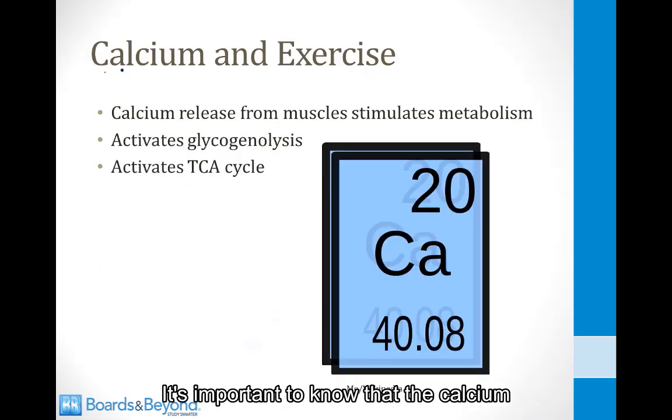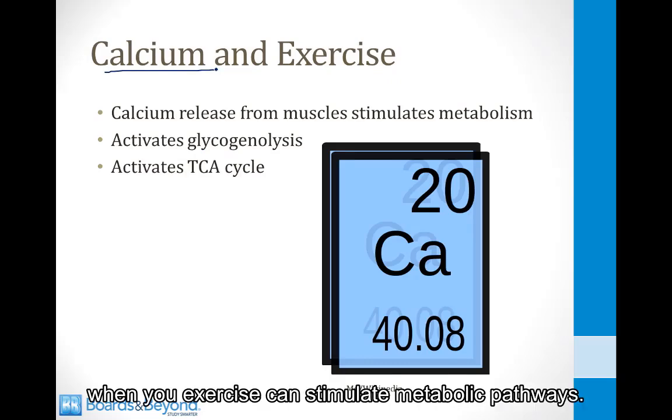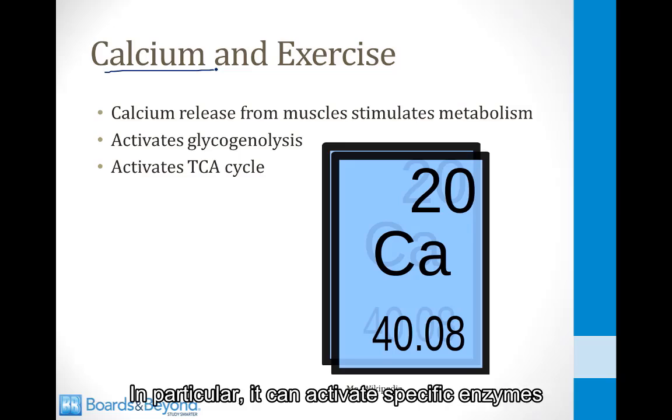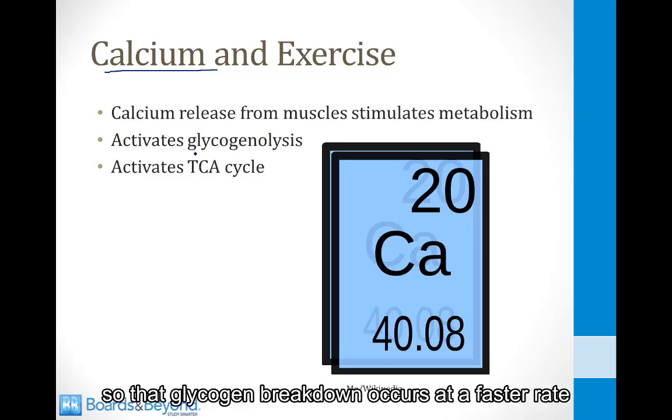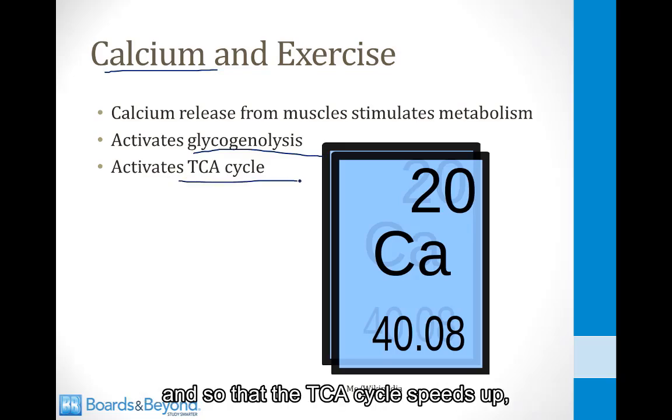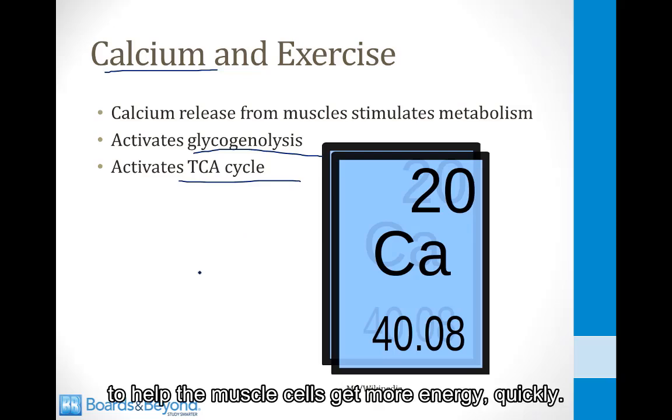It's important to know that the calcium that's released inside of your myocytes when you exercise can stimulate metabolic pathways. In particular, it can activate specific enzymes so that glycogen breakdown occurs at a faster rate and so that the TCA cycle speeds up. And this is all in an effort to help the muscle cells get more energy quickly.